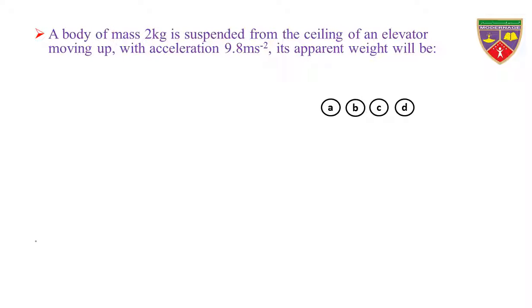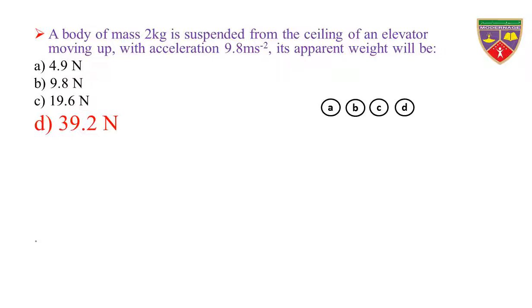A body of mass 2 kg is suspended from the ceiling of an elevator moving up with acceleration 9.8 meter per second square, its apparent weight will be option A 4.9 Newton, B 9.8 Newton, C 19.6 Newton, D 39.2 Newton.